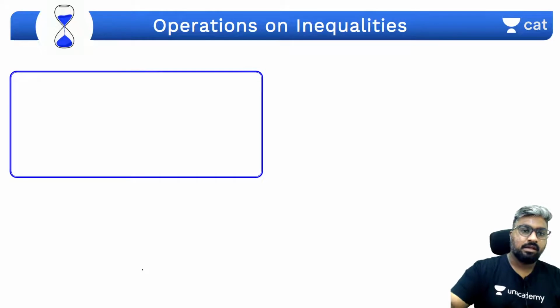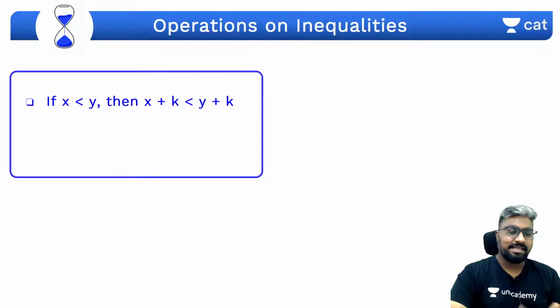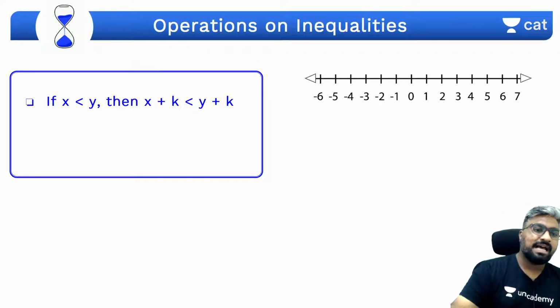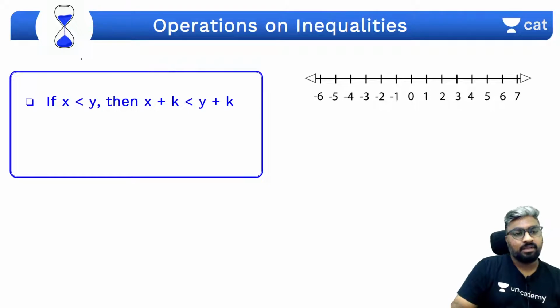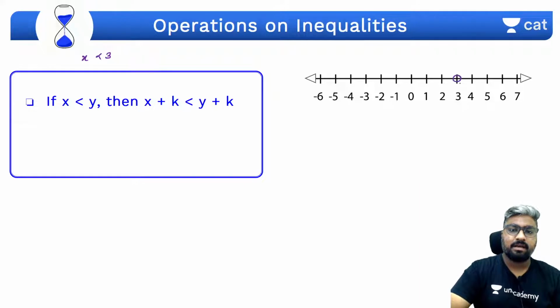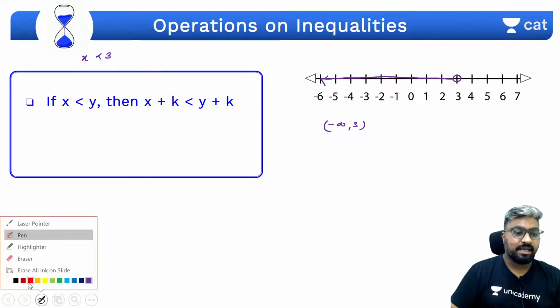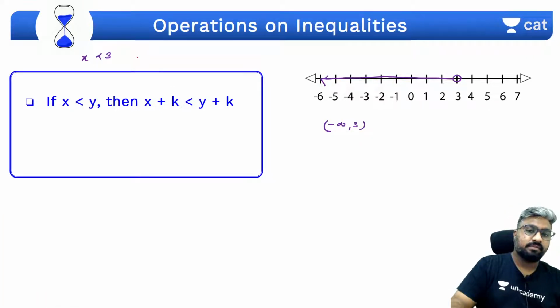Clear? Let's talk about some operations. Yes, if I say x is less than y for example, and if I add a constant to both x and y, then the inequality still remains the same. For example, if I say that x is less than 3, what happens? 3 and every value to the left of 3 will be covered, right? So what will happen? Minus infinity to 3. Same way if I say x plus, let's say 2, x plus 2, then what will happen?